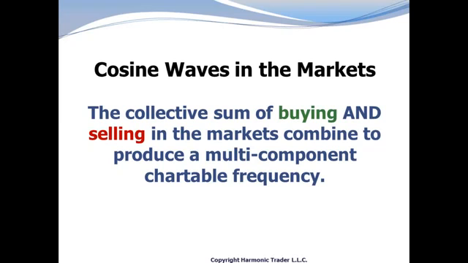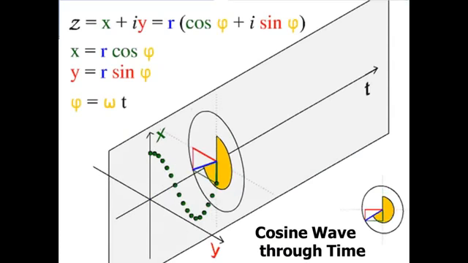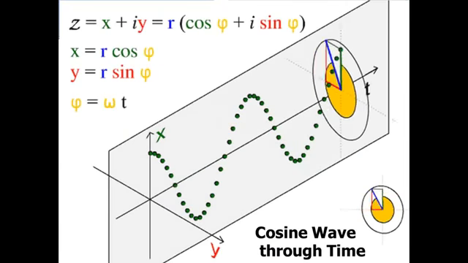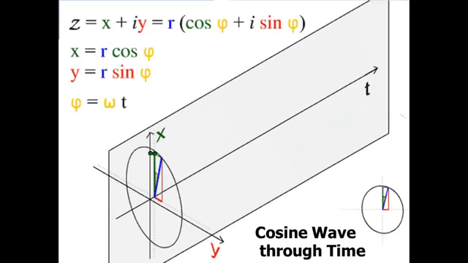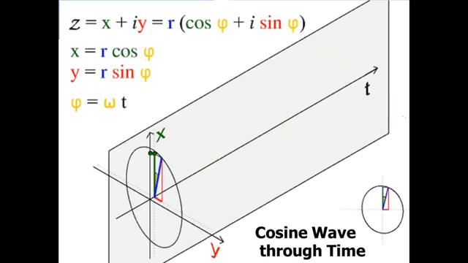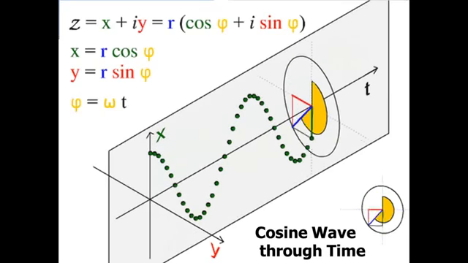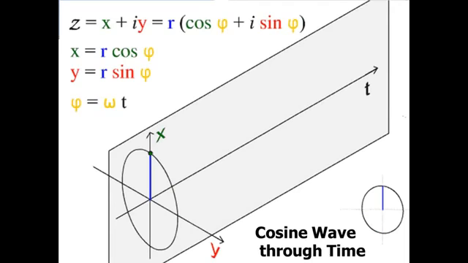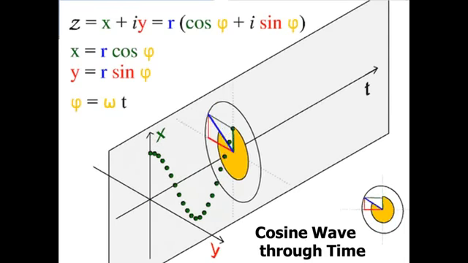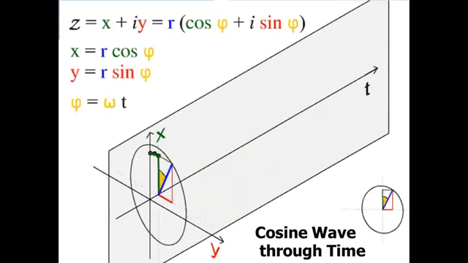Cosine waves in the markets. The collective sum of buying and selling in the markets combine to produce a multi-component chartable frequency. This illustration shows a cosine wave through time. Now, it's not necessary to get caught up in the equations of calculating the various mathematical aspects of cosine and sine waves, simply to understand that all matter does move in energy waves. For the markets, these energy waves are exhibited through the basic cosine mathematical equation.